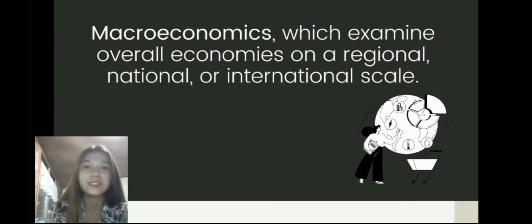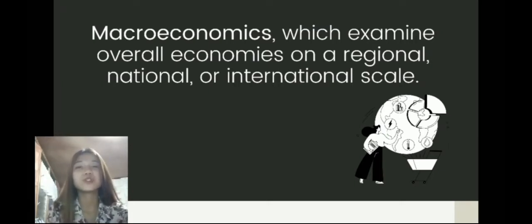The second type of economics is macroeconomics, which examines overall economies on a regional, national, or international scale. It also studies an overall economy on both national and international levels using highly aggregated economic data and variables to model the economy.